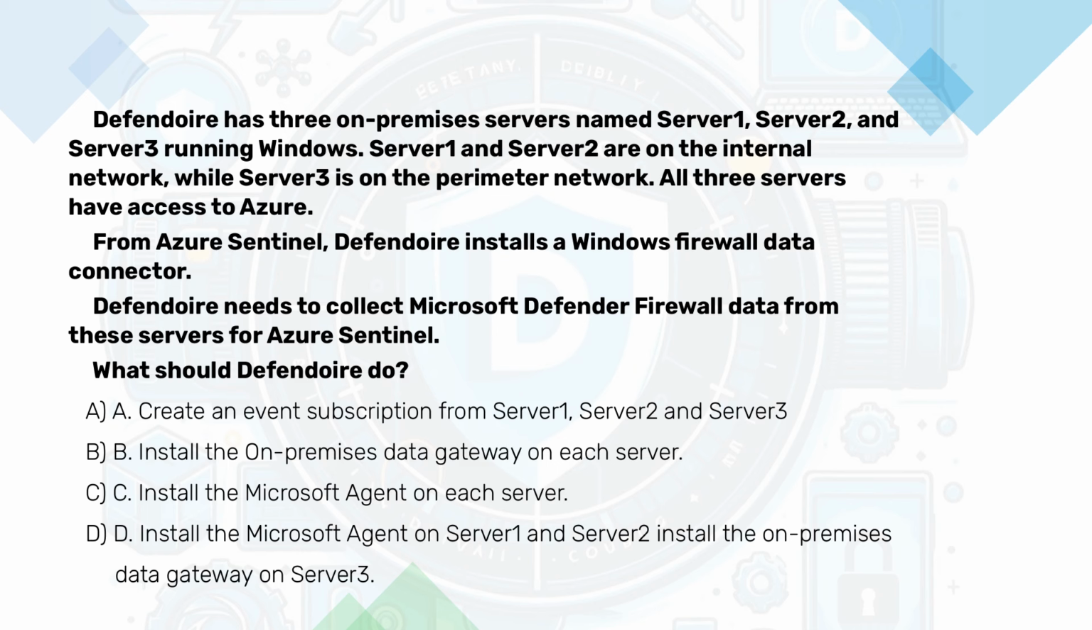What should we do? Create an event subscription from Server 1, Server 2, and Server 3. Install the on-premises data gateway on each server. Install the Microsoft agent on each server. Install the Microsoft agent on Server 1 and Server 2. Install the on-premises data gateway on Server 3.